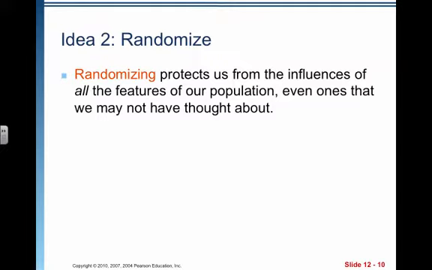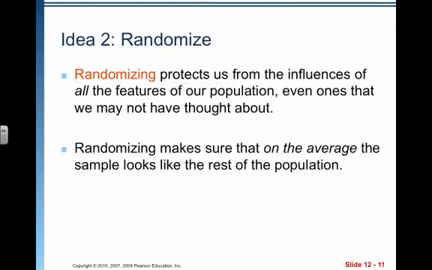If someone had come in while we weren't looking and put a handful of peas into that pot of soup, when we stir it, when we randomize, we mix things up really well, and we don't know which little portion of the soup is going to be on top. Okay, we let chance determine that. Not only do we mix up the salt that we know about, but we mix up the peas that we weren't aware of. Randomizing makes sure that on the average, the sample looks like the rest of the population.